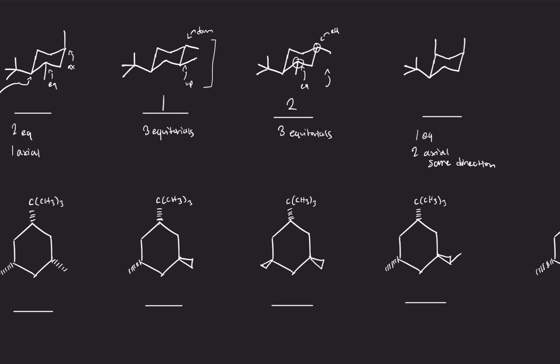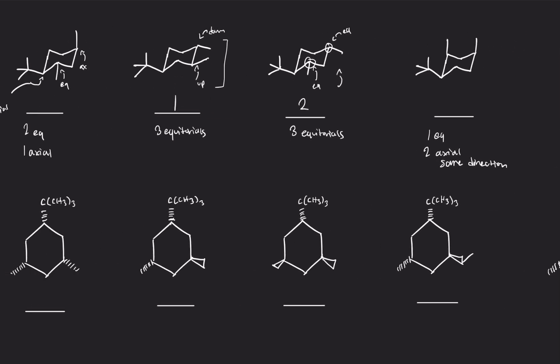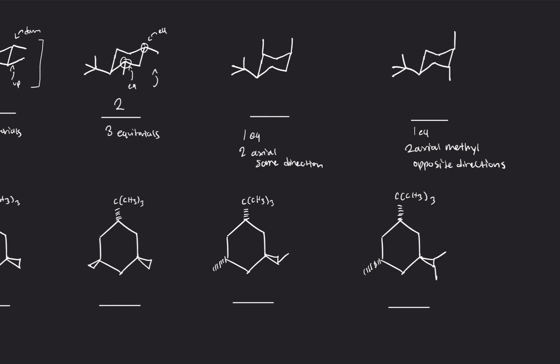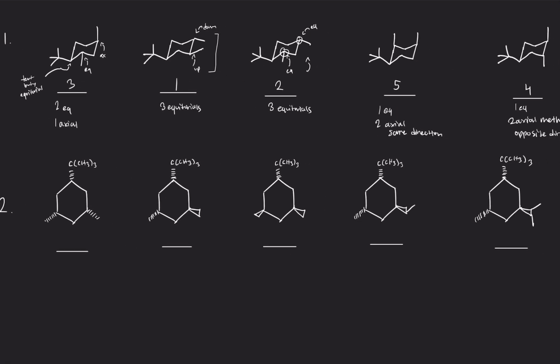And then if we look at our axials, this cyclohexane only has one axial, so I'm going to give that the 3. Then these two over here have two axial methyls. This one on the very right has the two axial methyls in opposite directions, so it's less steric hindrance. So I'm going to give this the 4. And then this one will get the 5 because it has two axial methyls in the same direction. So lots of steric hindrance. And that's our first example there.